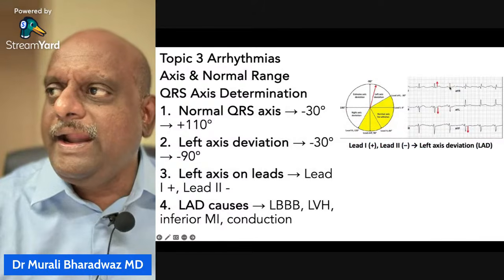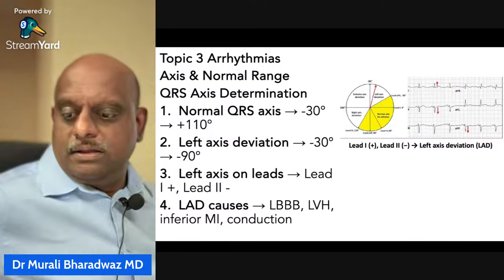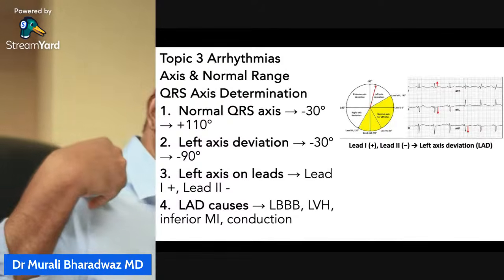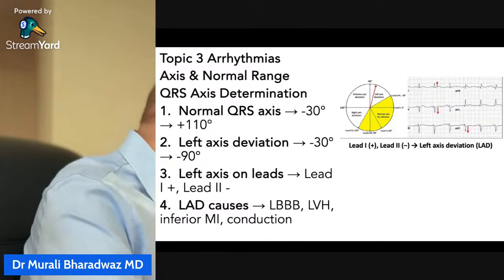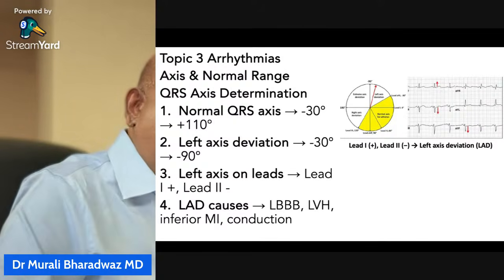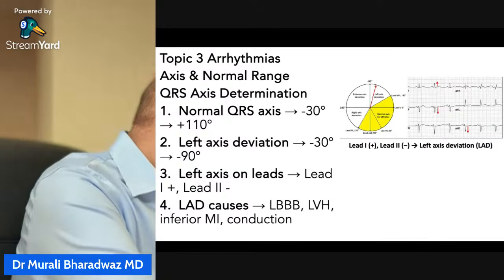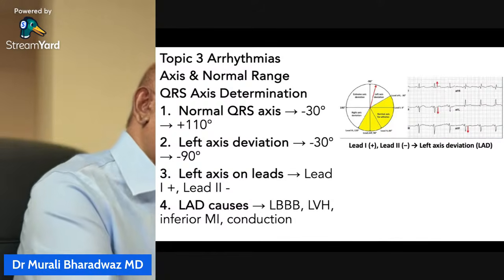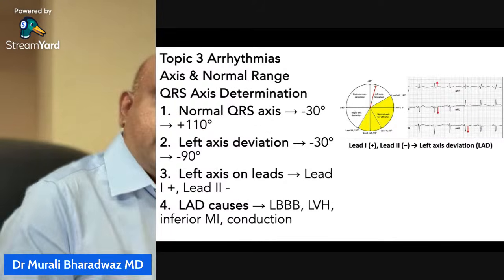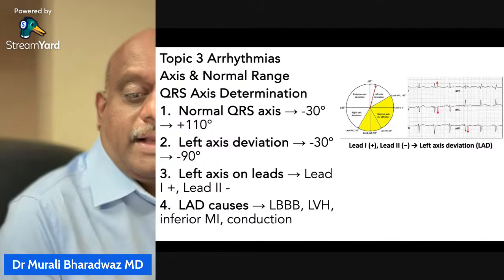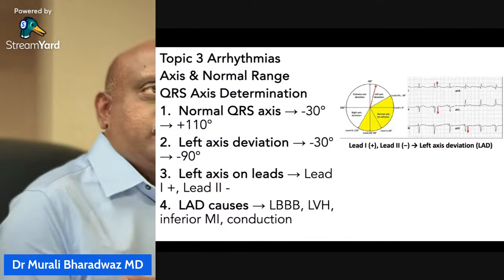See, if you look at the lead AVR, how is lead AVR obtained? By connecting your right arm with the left leg, making it one lead, and left arm and left leg, making it one lead, and looking towards the right arm. That means there is a negative. Left arm, left leg is made into one negative lead, right arm is made a positive lead, and the axis is from left to right, from below to above.